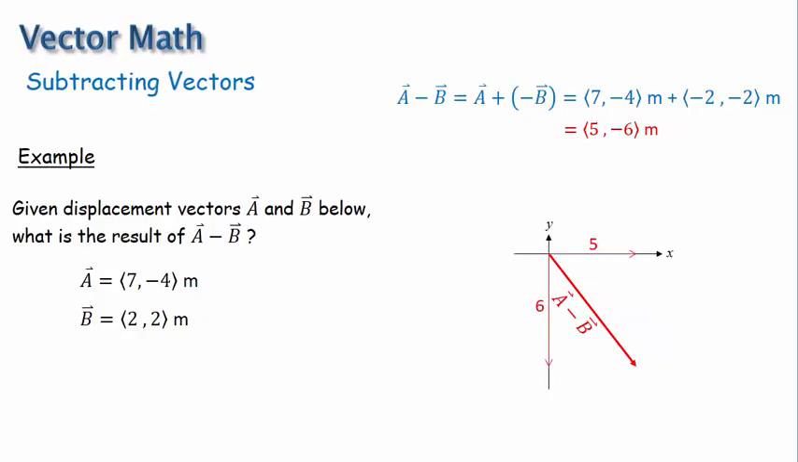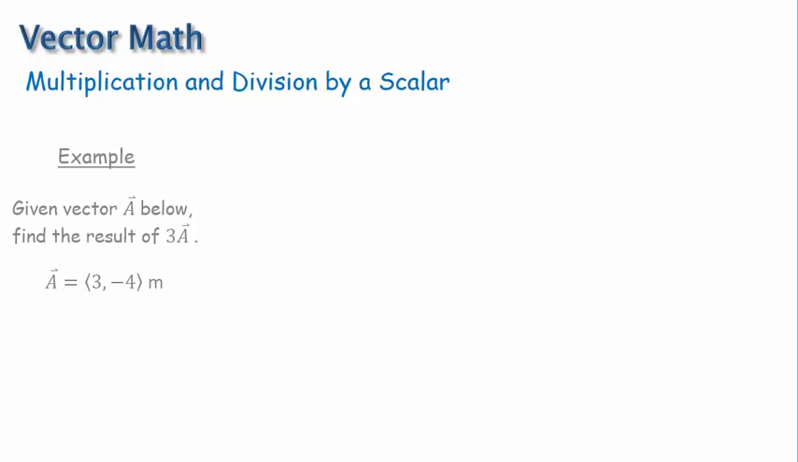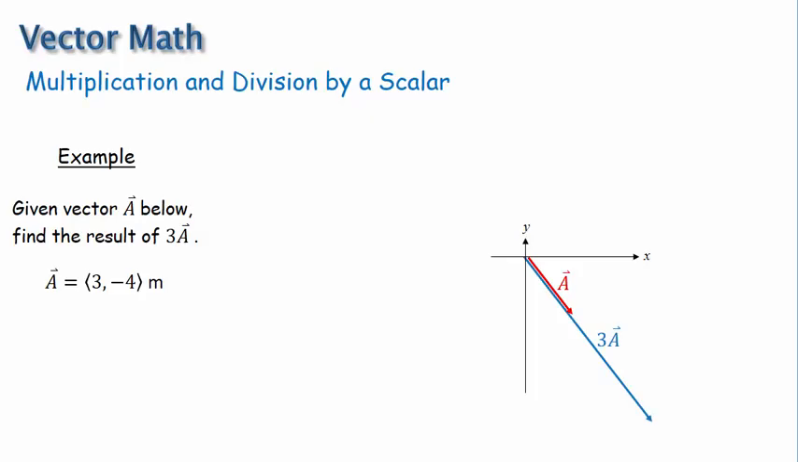The last thing we need to cover regarding vector math is multiplication and division by a scalar. Any vector can be multiplied or divided by a scalar. Again, we'll do this graphically and algebraically. Here's an example to demonstrate both techniques. Given vector a below, find the result of 3 times a. Let's do this graphically first. Here's vector a. 3 times a will make the vector 3 times longer, but in the same direction like this. So that's all we had to do graphically.